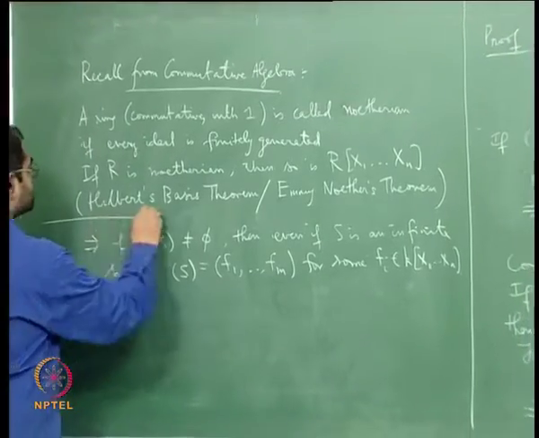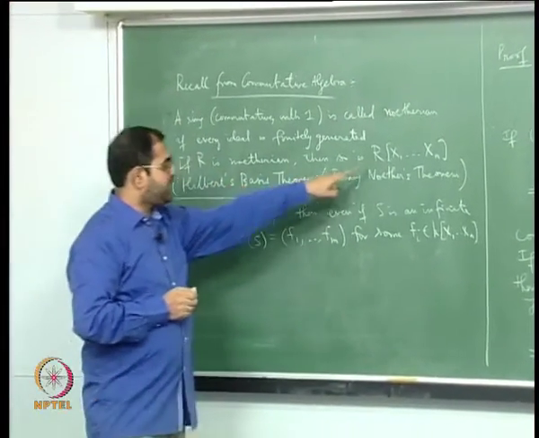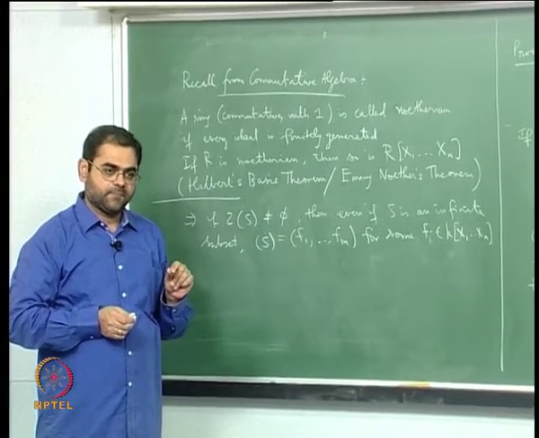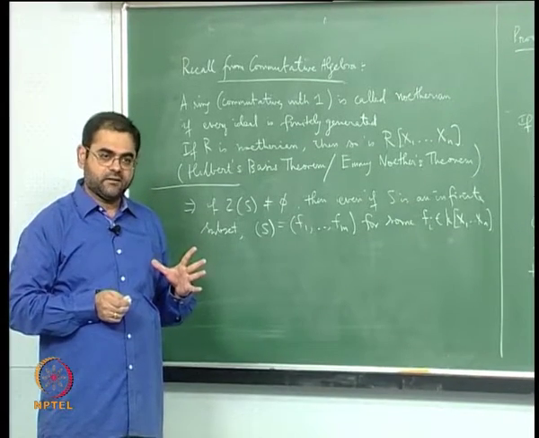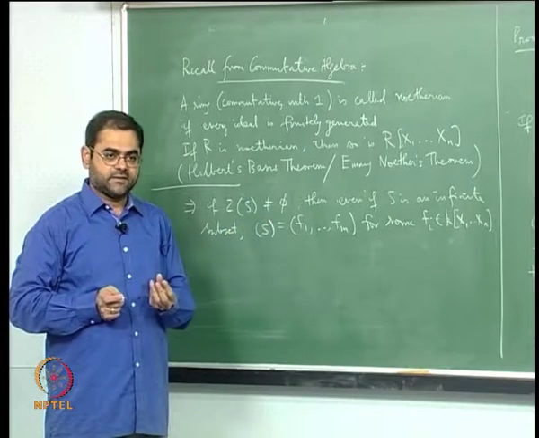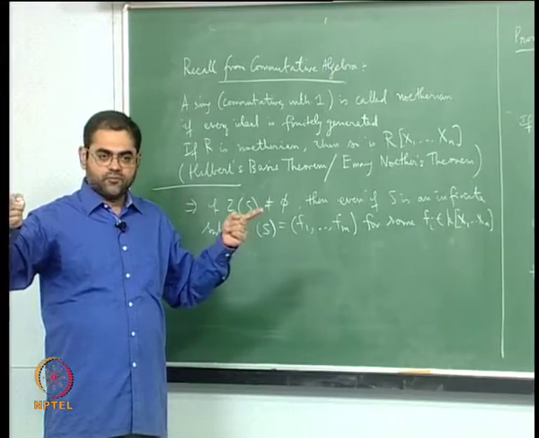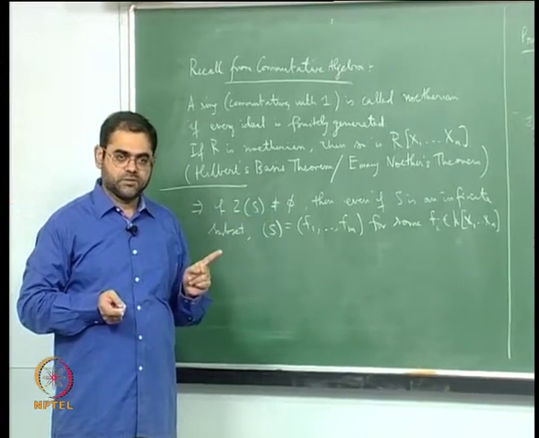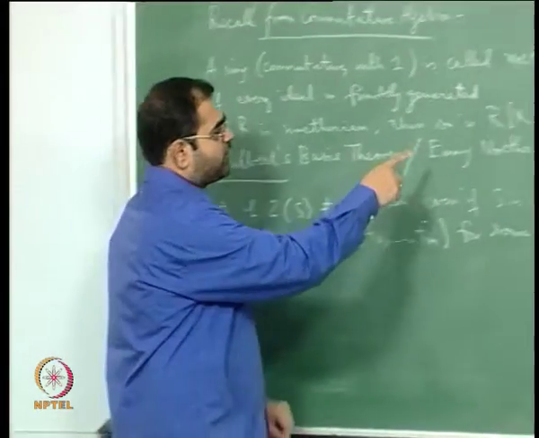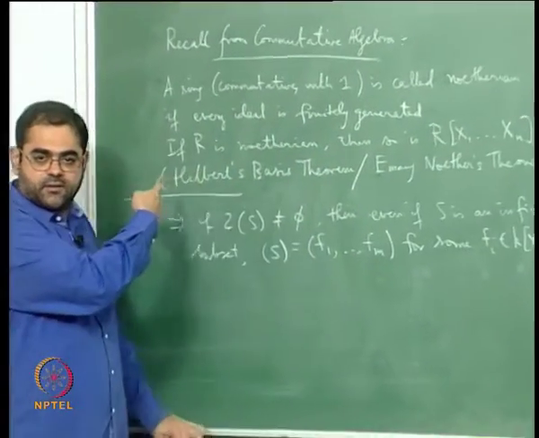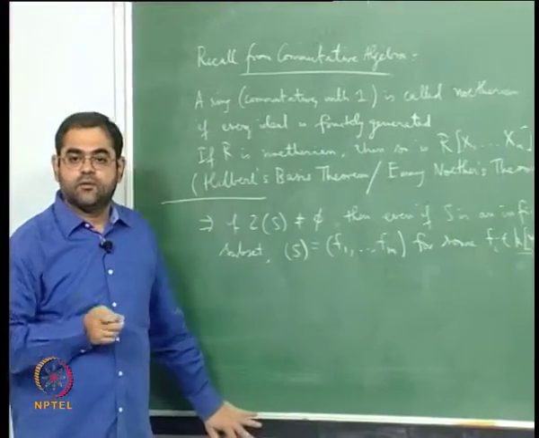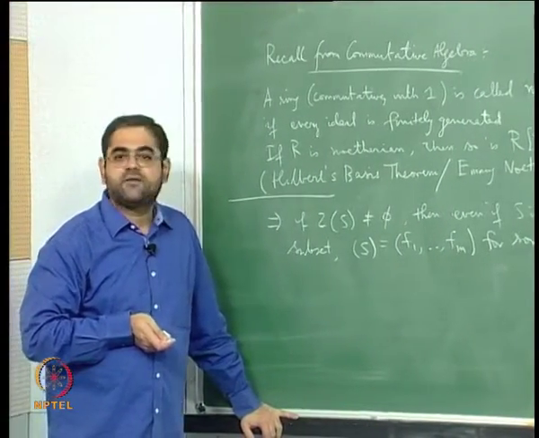What I must remind you at this point is that if I take R equal to a field K, then a field K is of course Noetherian, because the only ideals in a field are the 0 ideal and the full ideal. The 0 ideal is obviously finitely generated by the element 0, and the whole field as an ideal is generated by 1. So both are finitely generated, therefore a field is always Noetherian, and therefore a polynomial ring over a field is also Noetherian by this fact.